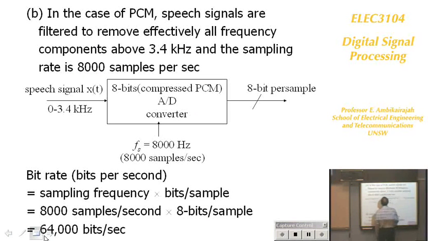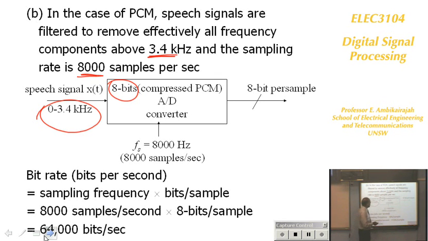In the case of PCM, speech signals are normally filtered to get up to 3.4 kHz, sampled at 8,000 Hz. So the bandwidth is in that region. We use 8-bit compressed PCM, a different technique, not linear PCM, and you get 8 bits per sample. So when you work out the bit rate, 8 times 8,000 is 64,000 bits per second in compressed PCM. In linear PCM, it comes out as 96,000, whereas here it is 64,000 bits per second.